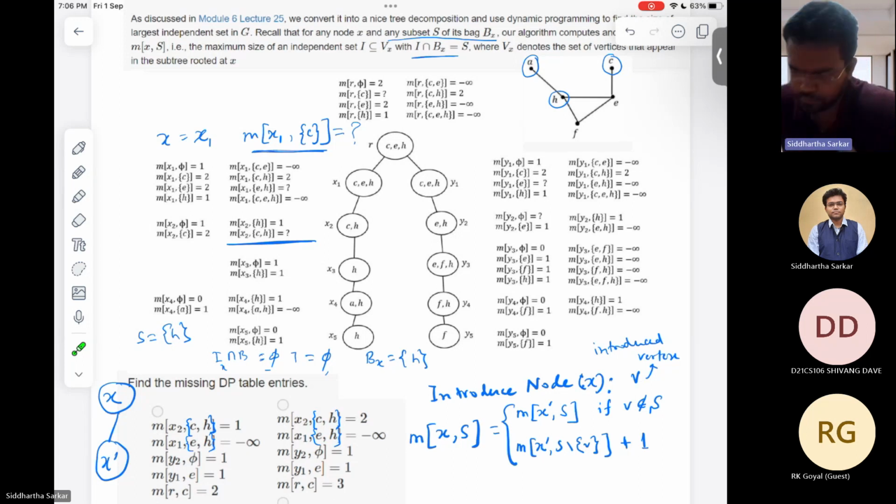So we have found how we calculate this entry. But Shivang has a doubt, so I'll explain it once again. Shivang, you are able to see the screen, right?